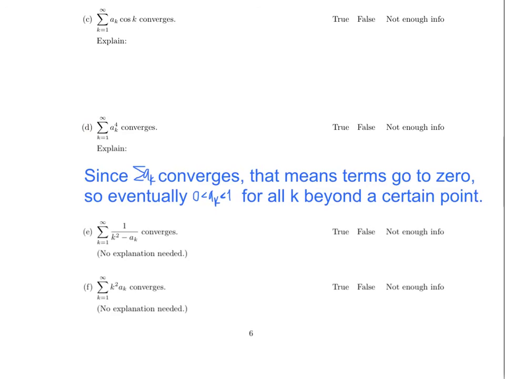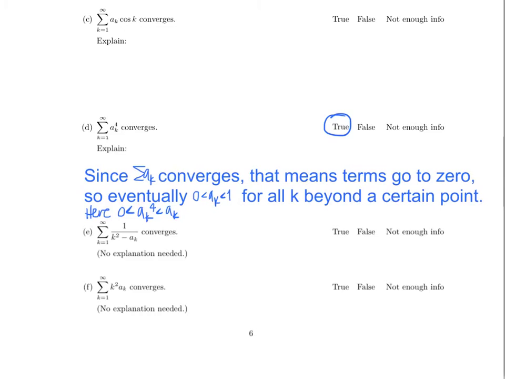So far so good? Well, beyond this point, not only is a sub k less than 1, but a sub k to the fourth is going to be even less than a sub k. So for all k beyond that certain point, this is the relationship between a sub k to the fourth and a sub k, and so by the direct comparison test, since this series converges, this series will also converge. So this is going to be true. You would have to cite the direct comparison test here for full credit.